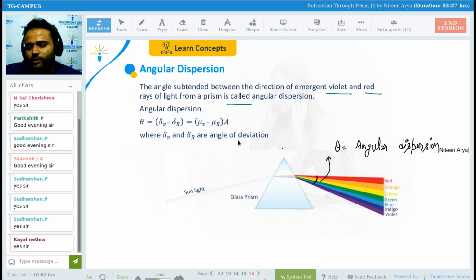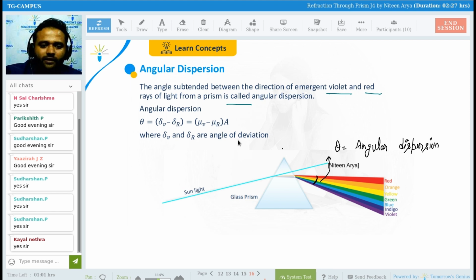Clear everyone? So as we know, angular dispersion is what? Again, this one thing. Just give me a minute. This is my white light, if it is passed in this way. Now I can choose which color? Green color. So this is my angle of deviation for red, and this is my angle of deviation for violet. This one is for violet and this one is for red. So I need this angle only.